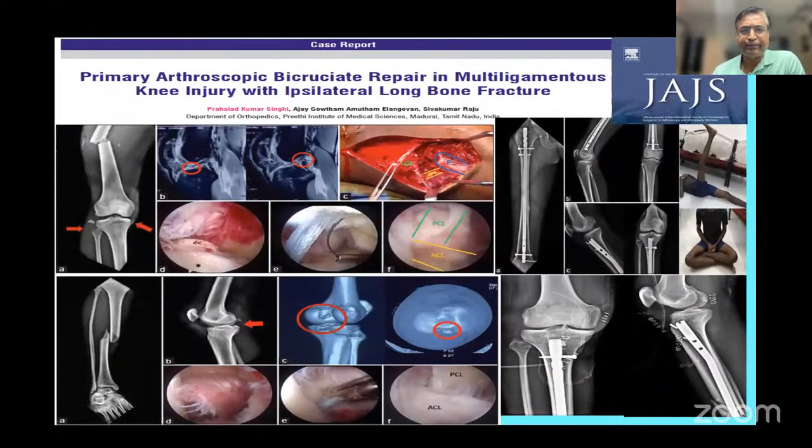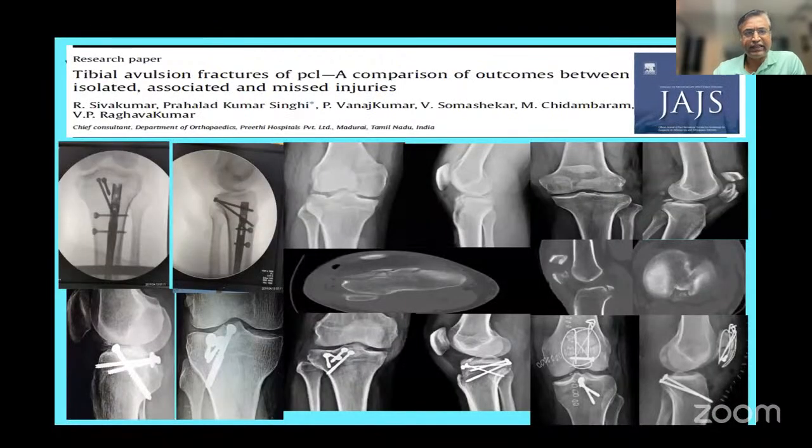This is another paper published where we have done bicruciate ligament repair in long bone fractures in a similar fashion. And this is again our very old paper where we compared the various association of PCL injuries in these kind of fractures which were addressed.